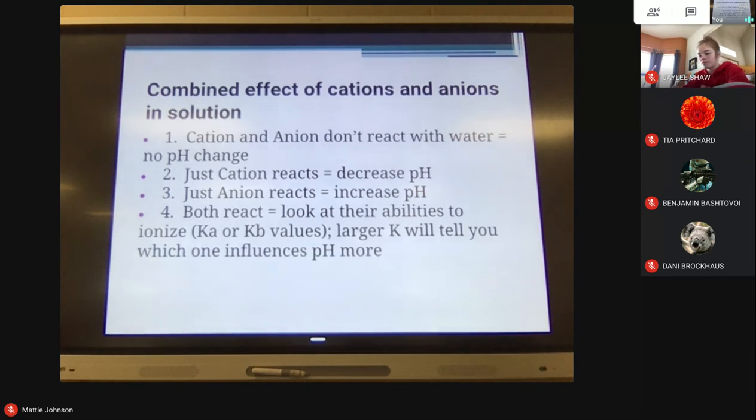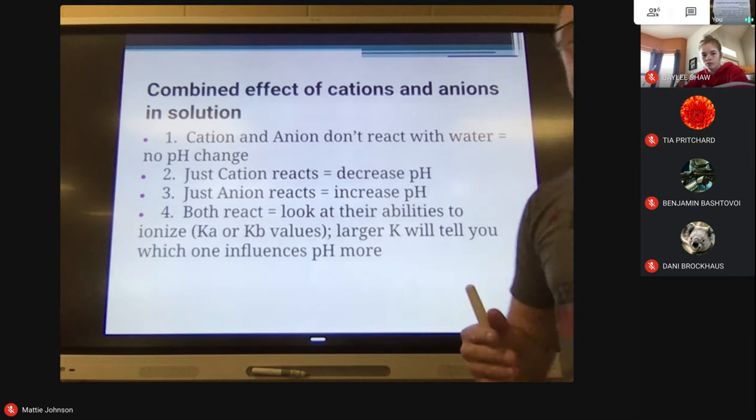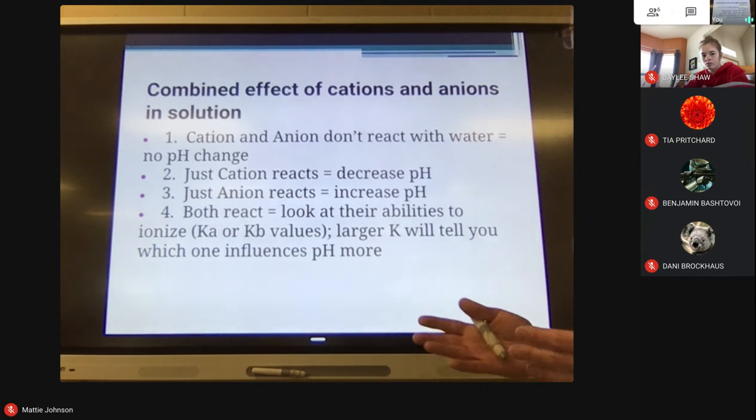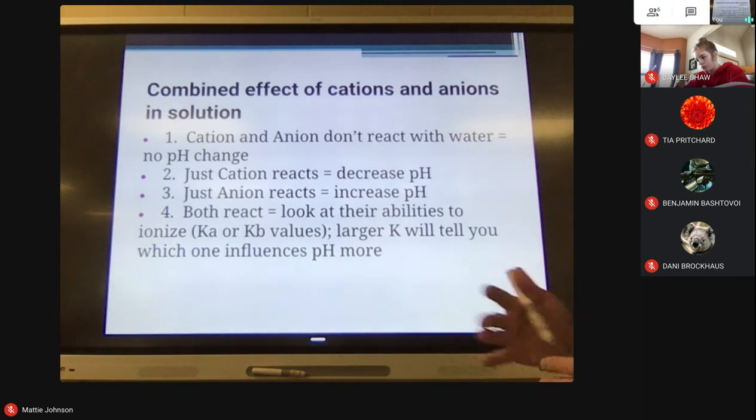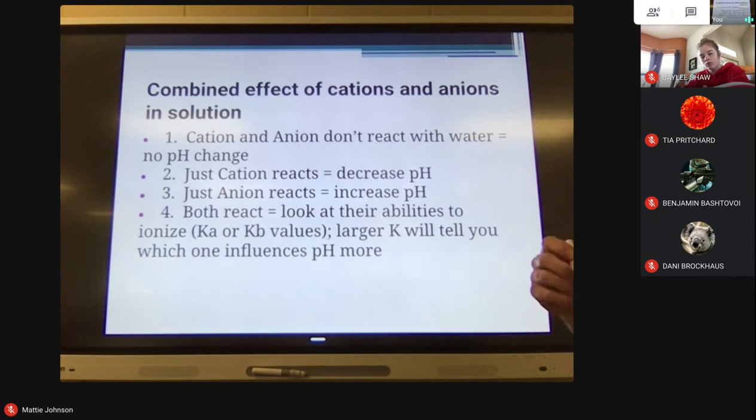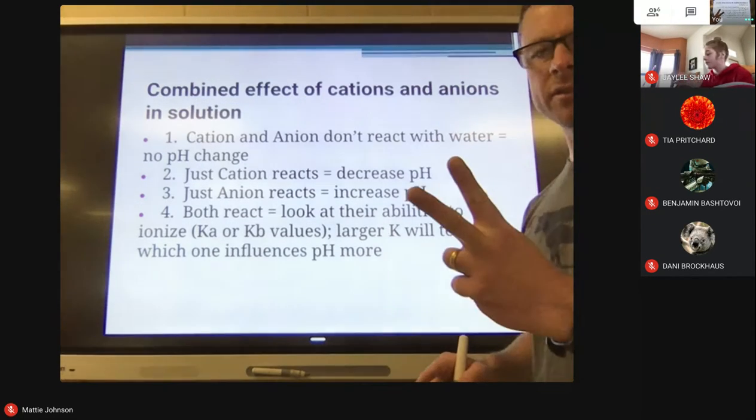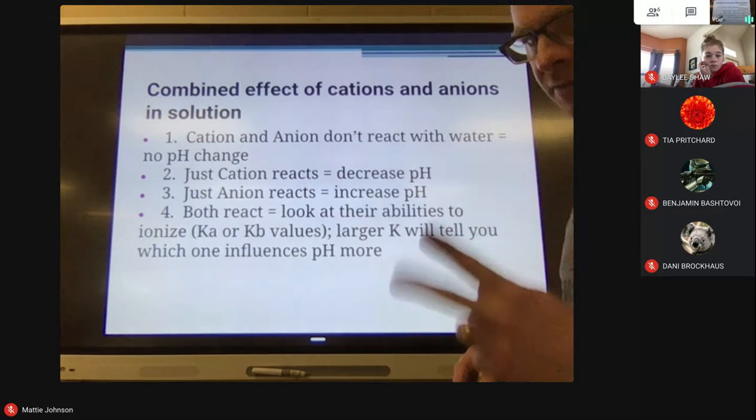Okay? When both things react, this is the hard one. You've got to look at their Ka or Kb values. The larger K will tell you which one influences pH more. So if I had something, right, and it looked like, oh, that can be an acid or a base, we call those things amphoteric. It's like sometimes it's an acid, sometimes a base. It depends on what it reacts with. Usually those things will have two things. So you need to watch out for these. Okay, they'll have two things.